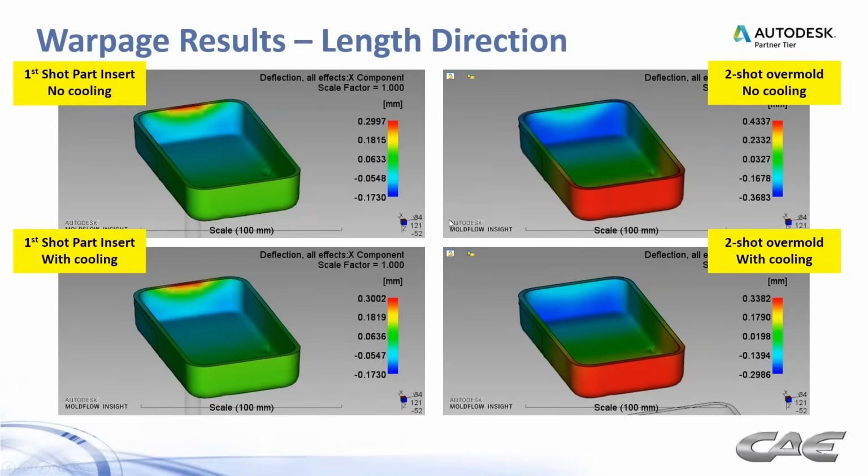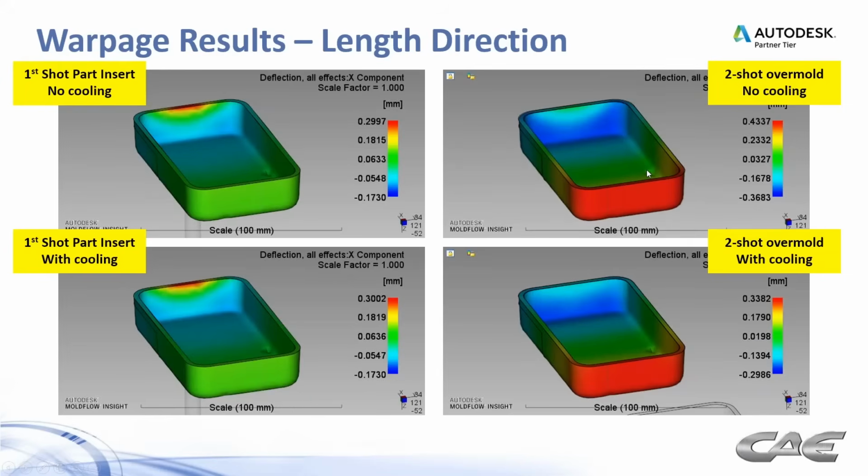So here are some of the warpage results. This is the length direction, and I've compared all of the different methods for doing a warpage analysis with two shot. So the upper left, we have the first shot modeled as a part insert with no cooling. First shot part insert with cooling, and you can see not a whole lot of difference between the two there. And then we have two shot overmold with no cooling, and two shot overmold with cooling.